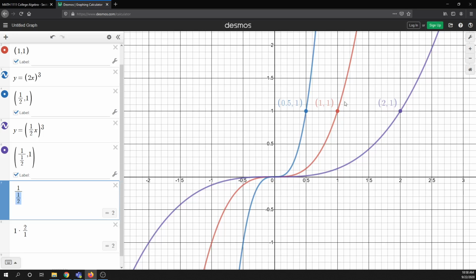So this point gets stretched over here to 2. You can see that happens for all of the points on the graph. They're going to get stretched to a new location, unless their x number is 0, in which case they're all going to stay right here. So that is the pointwise effect.